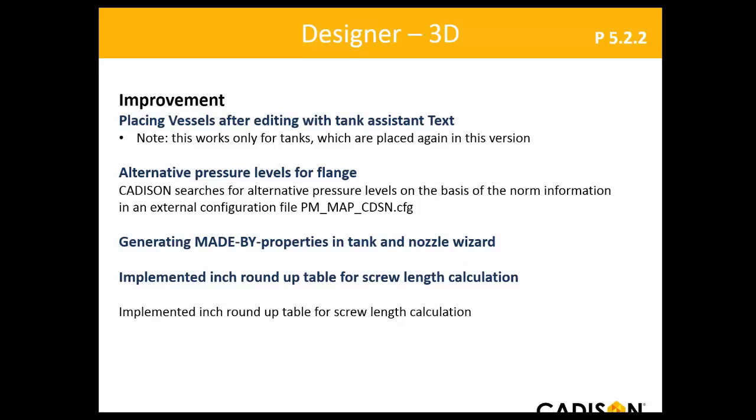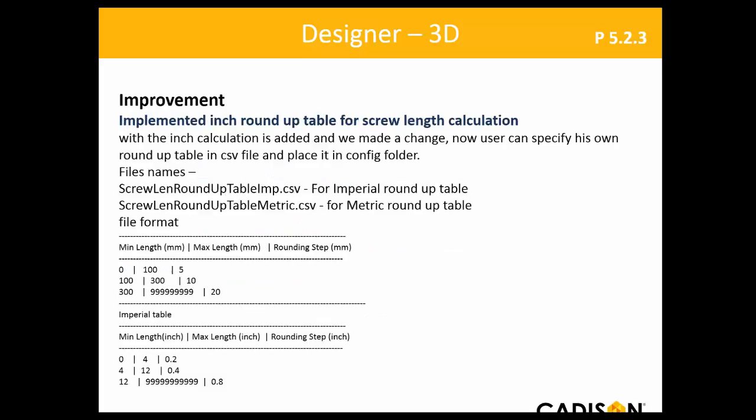Then we have the implemented inch round-up table for the screw length calculation. That looks like this. In this part we are now a little bit more flexible: whenever we have the information of what is the min and max length and what is the rounding step, we can make our own roundings for better screws.